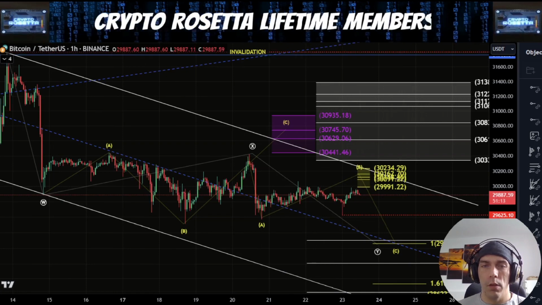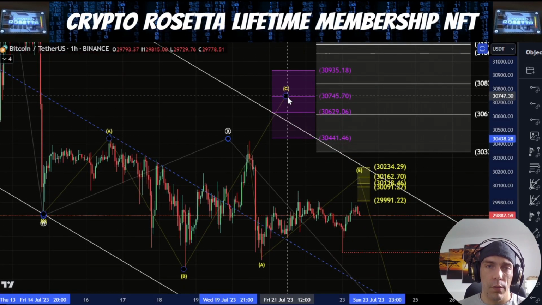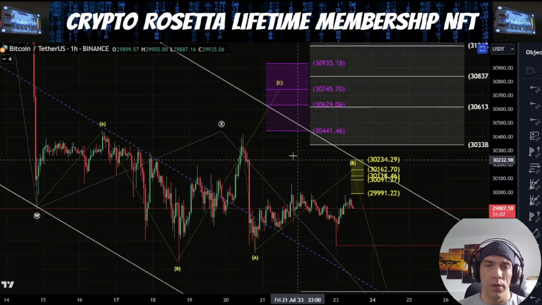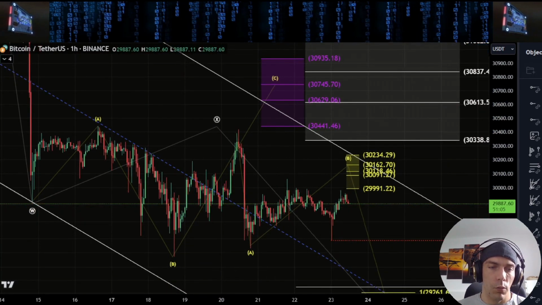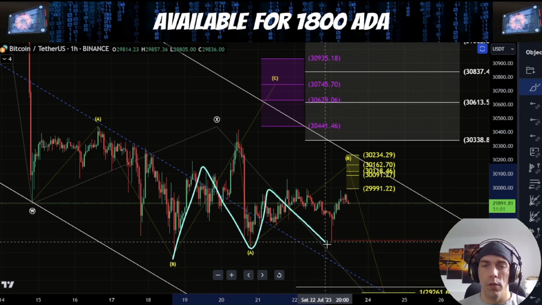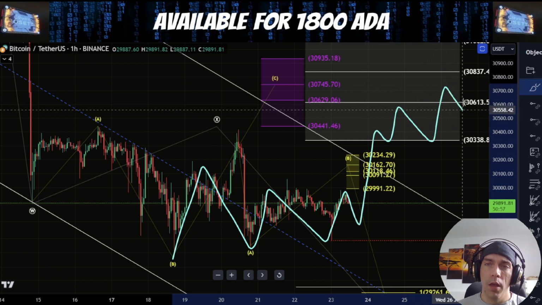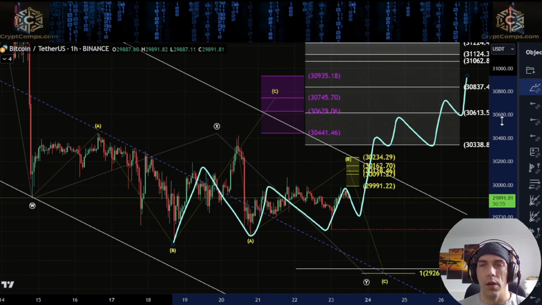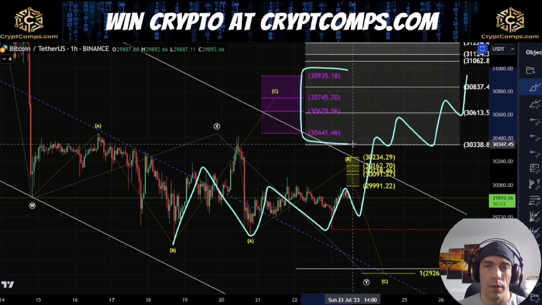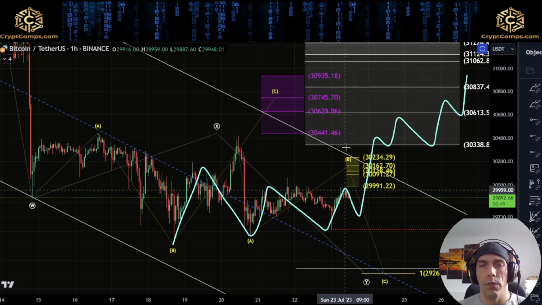Now, another way that we could look at this is that we could still be looking for this yellow C wave that we've got over here. So if this is the case, what we would then be saying is that within this structure here, we could have this as 1-2, this is a 1-2, we're looking to form another 1-2 here, and then eventually starting to form some 5-wave structure to the upside. Now, a common area for a push up in this way is this 30,935 to this 30,441.